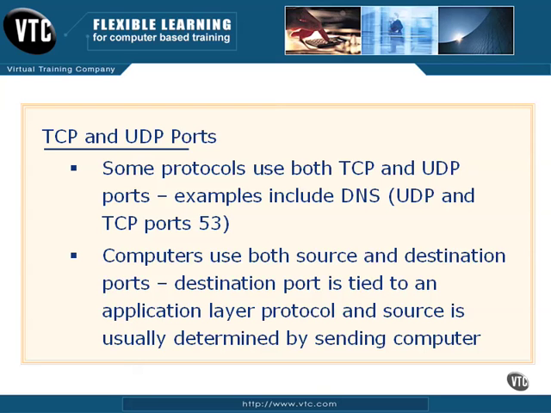Now, computers use primarily both a source and a destination port. Now, the destination port is the one we're usually concerned with. It's the one that's tied to an application layer protocol, such as HTTP. Basically, what happens is when two computers try to connect and talk to each other, the destination port is what the source computer, the sending computer, is trying to get to. For example, a web server listening on port 80, a host computer might be trying to get to that web server, to that web page, and it will try to get to it with a destination of port 80.